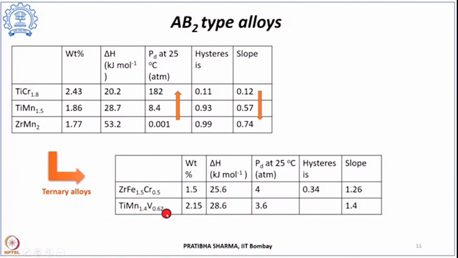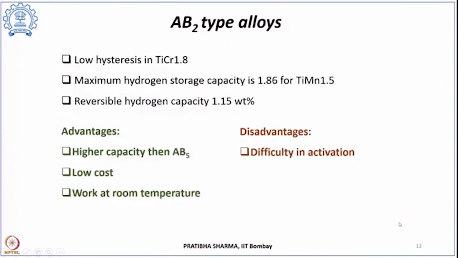Titanium manganese vanadium compound, so TiMn1.4V0.62, has a capacity of 2.15 weight percent, a delta H value of 28.6 kilojoule per mole, a desorption pressure of 3.6 atmosphere and a slope of 1.4 atmosphere.